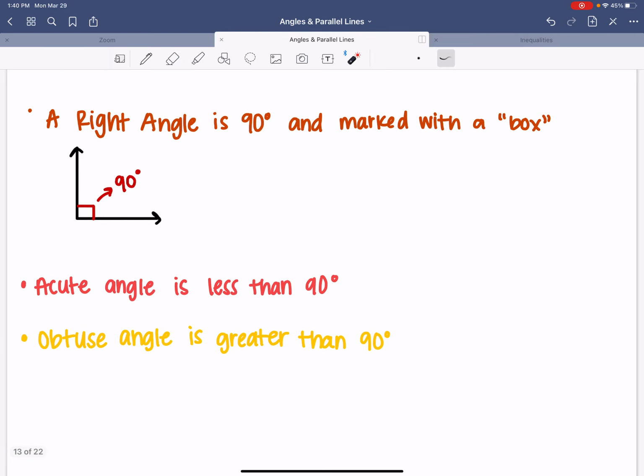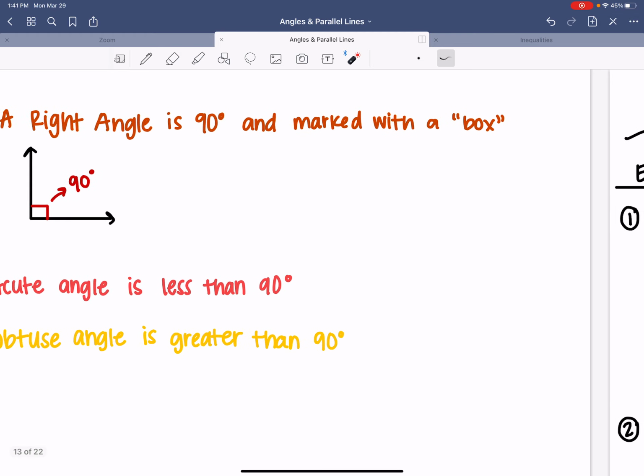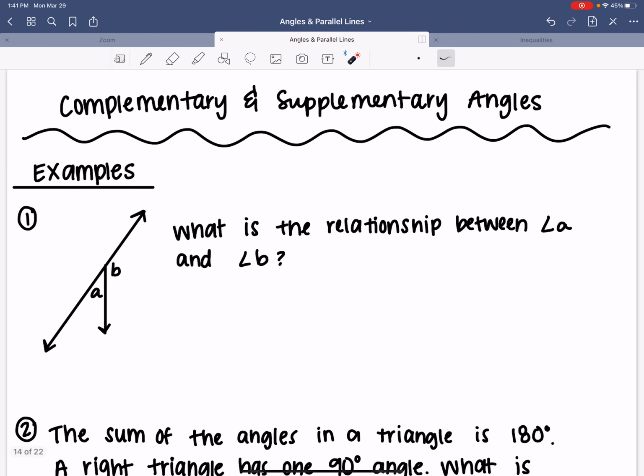A right angle is 90 degrees and is marked with a box most of the time. So you'll see a little box like this that denotes a 90-degree angle. Then if an angle is less than 90 degrees, that is called acute. And if an angle is greater than 90 degrees, that is called obtuse. Now we're just going to do some examples using those complementary and supplementary angles.